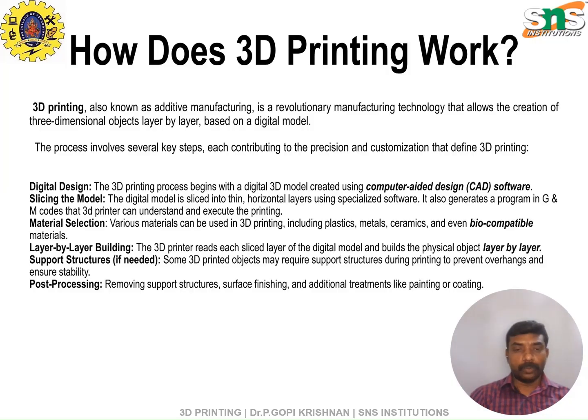Step number four, layer by layer building. After slicing the component and selecting the particular material for the process, we get into the 3D printer, in which the software in the 3D printer reads each sliced layer of the digital model and builds the physical object layer by layer. Here the additive manufacturing process comes into the picture, where material gets deposited over the surface, one layer over another layer.